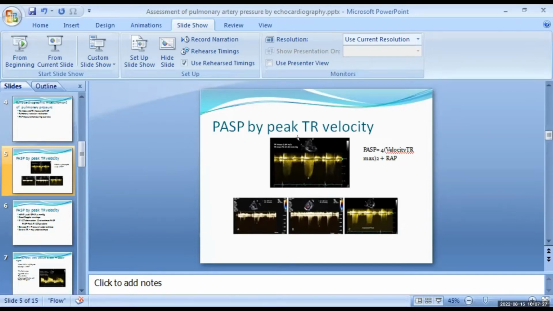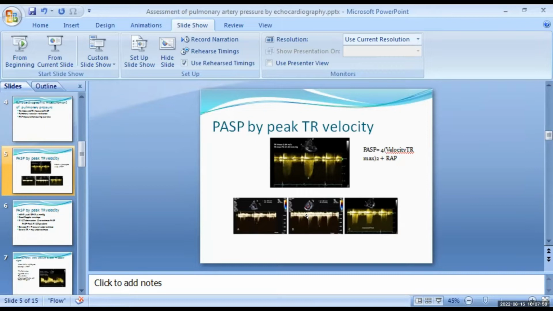The things that have to be taken care of: we should get the full Doppler signal for proper assessment of the pulmonary artery pressure. If your Doppler signal is not adequate, like you can see in these images, you can underestimate the pulmonary artery systolic pressure. A TR velocity of less than 2.8 meters per second is normally considered normal.